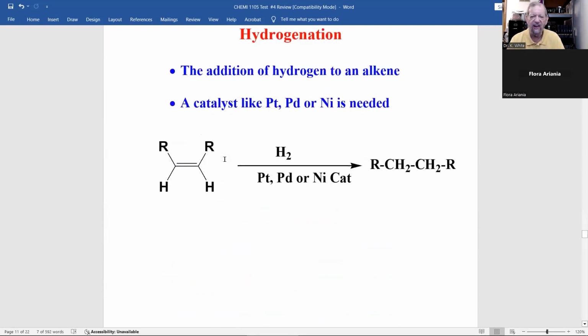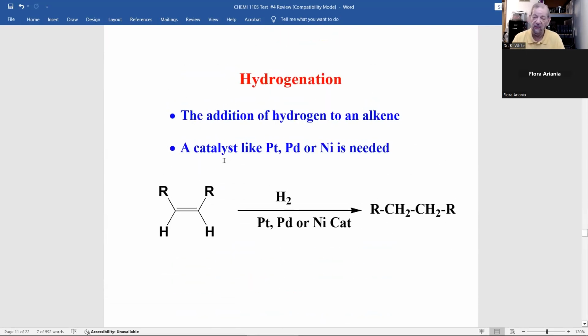Another one is called hydrogenation, which is an important area. I did a lot of research when I was in industry using hydrogenation. And I came up with molecules that I used hydrogenation to make. And in my first US patent, I used hydrogenation to make new molecules.